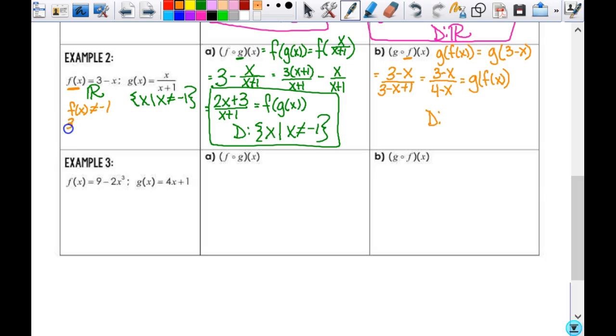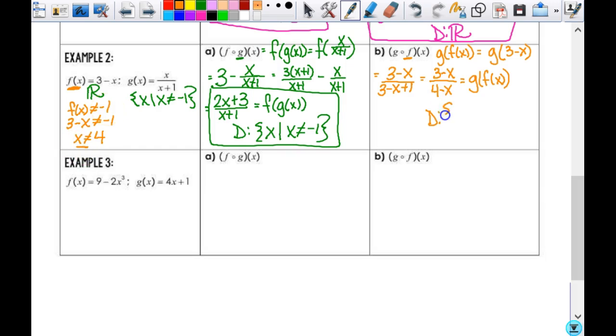F of x is 3 minus x. So 3 minus x cannot equal negative 1. So what can x not equal? Okay. So that means that my domain is not just the domain of f. It can't be all real numbers. It's all real numbers except for anything that would cause this y value not to live in this domain. And so when this y value can't be negative 1, this is what I get from this.